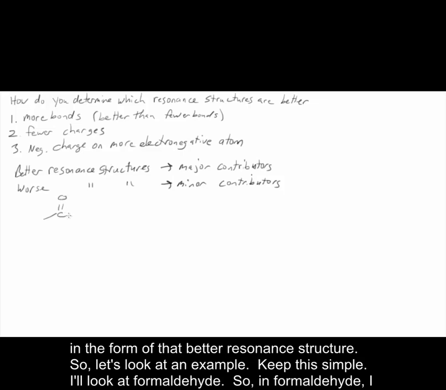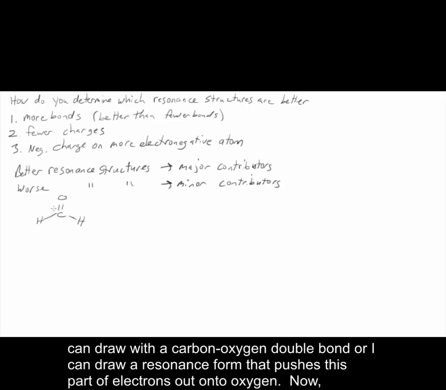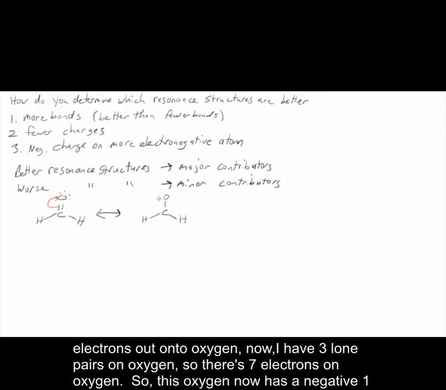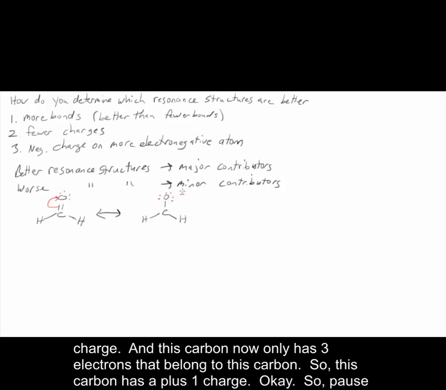So let's look at an example. Keep this simple. I'll look at formaldehyde. In formaldehyde, I can draw it with a carbon-oxygen double bond, or I can draw a resonance form that pushes this pair of electrons out onto oxygen. Now remember, there are already 2 lone pairs on oxygen, which give it a total of 6 electrons, which makes it neutral. And once I move those electrons out onto oxygen, now there are 3 lone pairs on oxygen, so there are 7 electrons on oxygen. So this oxygen now has a -1 charge. This carbon now only has 3 electrons that belong to it, so this carbon has a +1 charge.